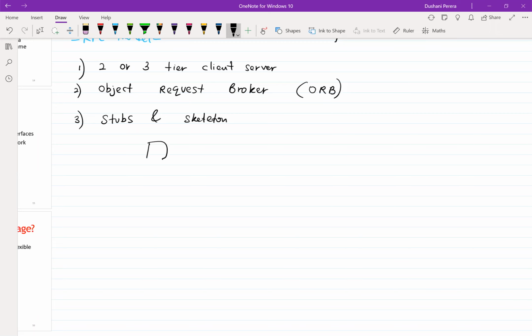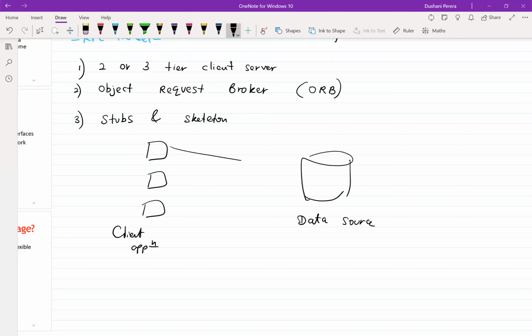So say you have client applications and you have a data source. So the requests will be served using the resources that the server has. Okay, so this is totally fine.